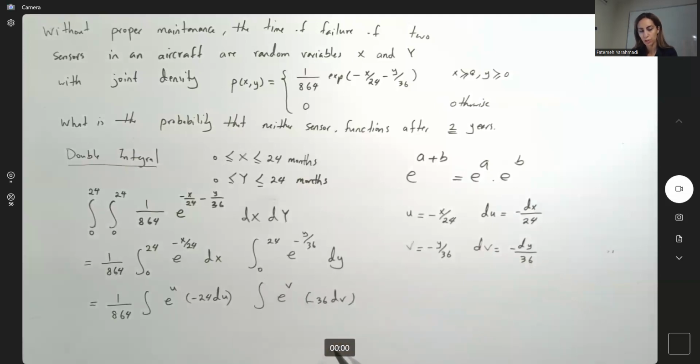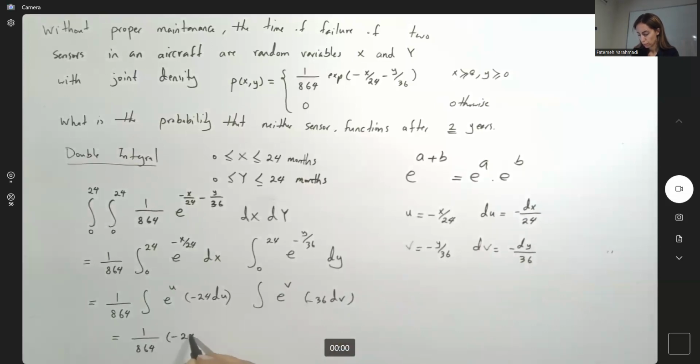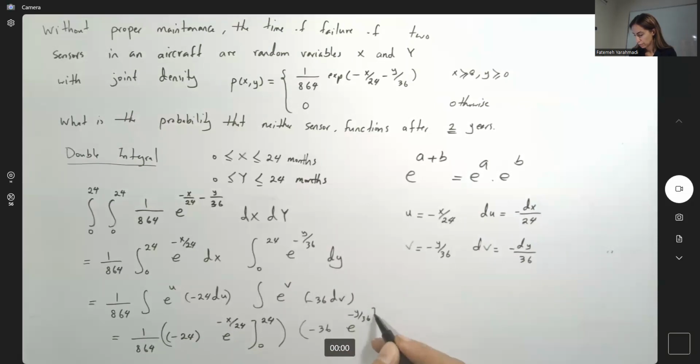There's the simplification. 1 over 864, negative 24, and e to the power negative x divided by 24, 0 to 24, multiplied by, let's put this in parentheses, negative 36, e to the power negative y over 36, and it's bounded between 0 and 24.